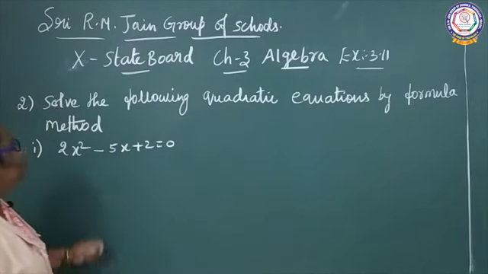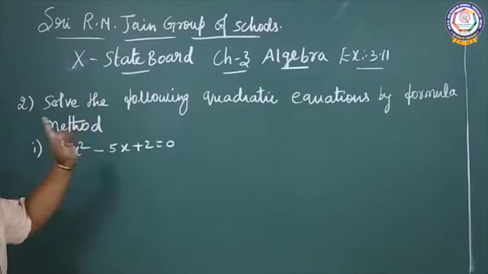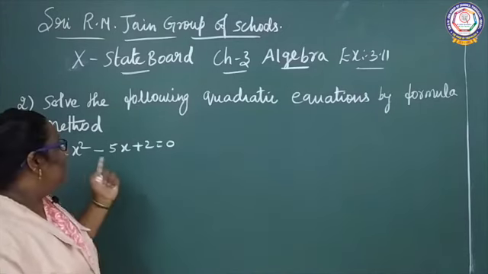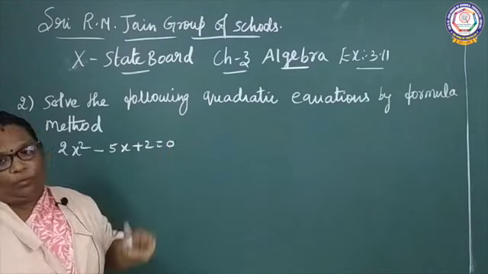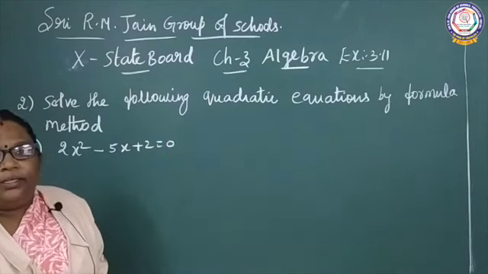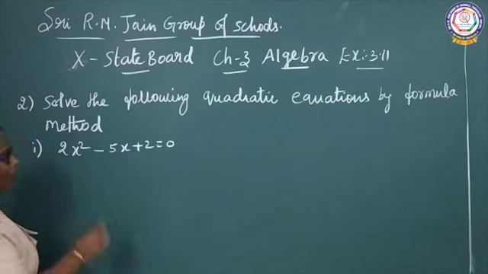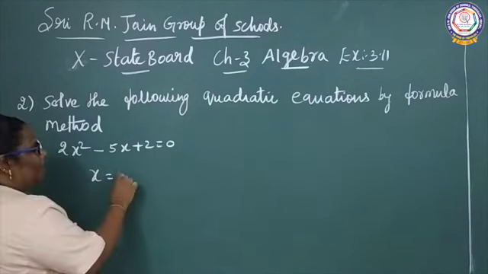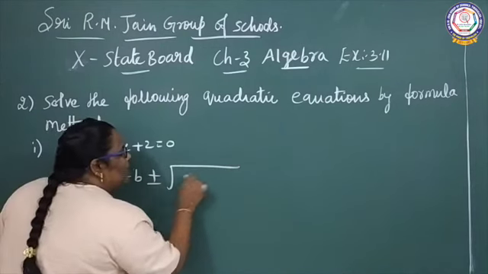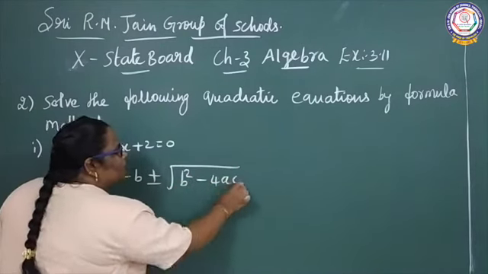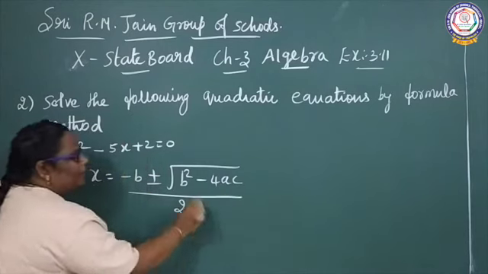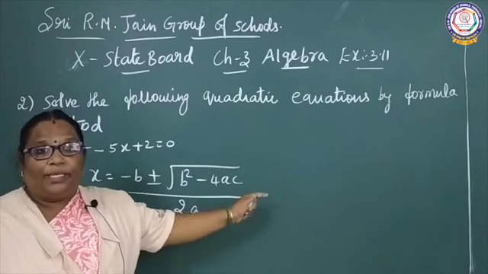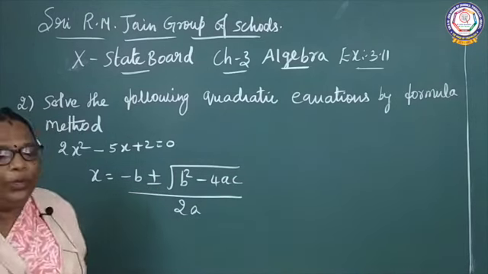See the second sum. Solve the following quadratic equation by formula method. Previously we have seen the completing the square method. Now we are going to see the formula method. What is the quadratic formula? x equal to minus b plus or minus root of b square minus 4ac by 2a. This is the formula.